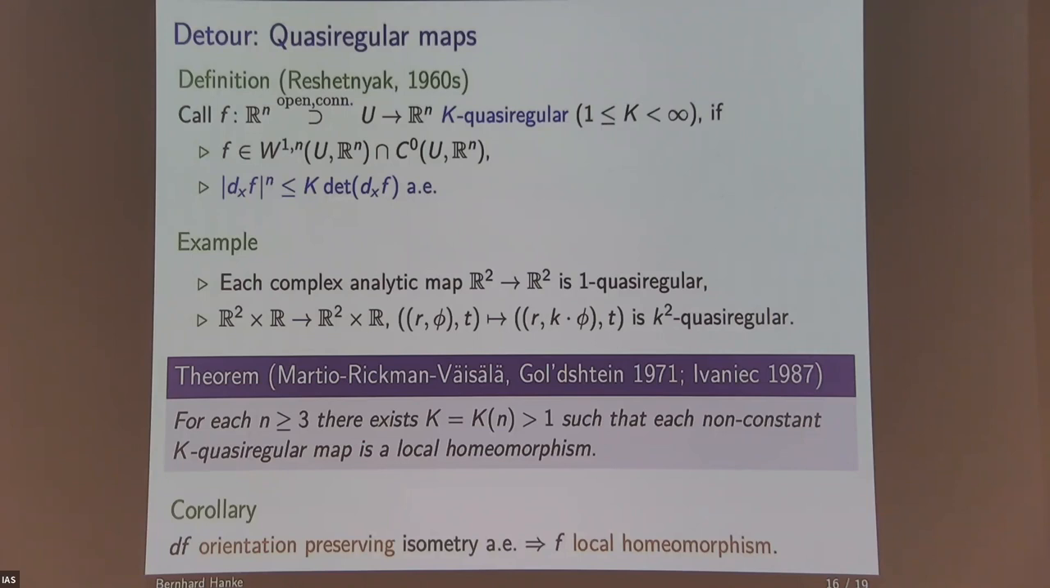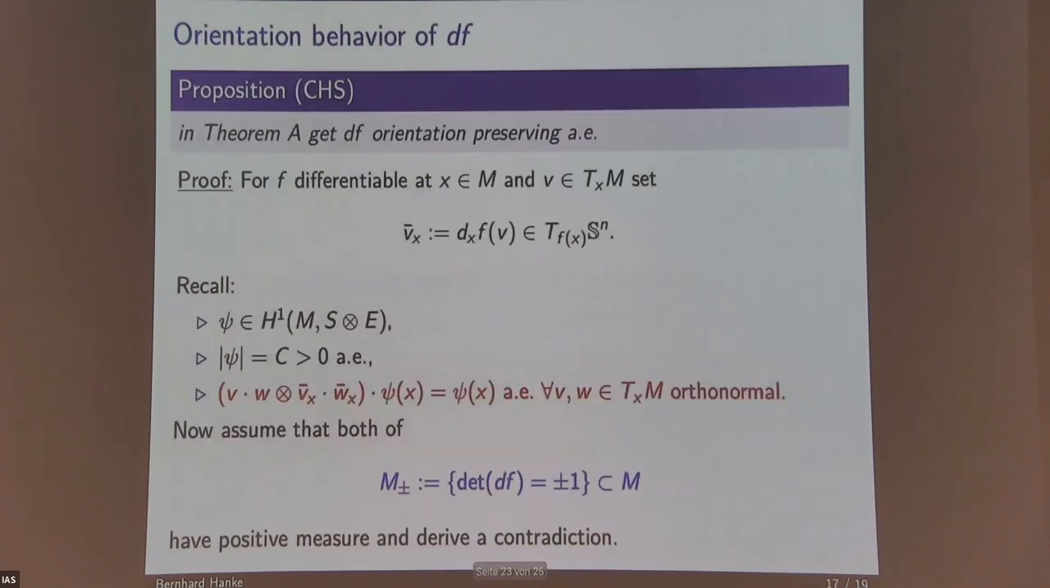For this, we have to go back to the Dirac geometry. And in fact, it turns out that in theorem A, the DF must be orientation preserving almost everywhere. It's not just an isometry almost everywhere, but it must also be orientation preserving almost everywhere. And this hasn't been noticed in the literature so far.